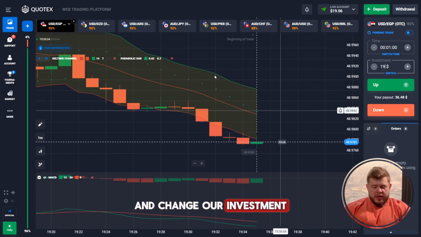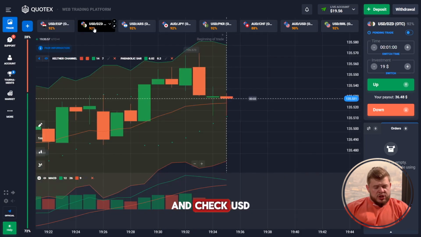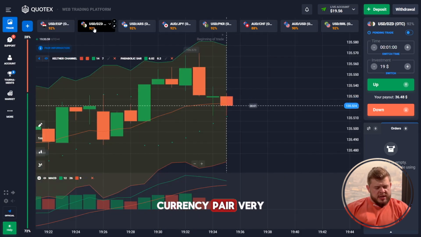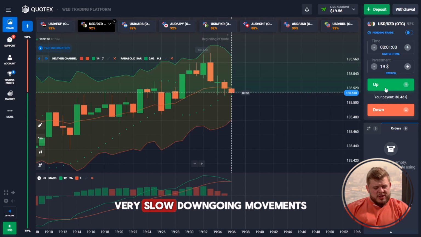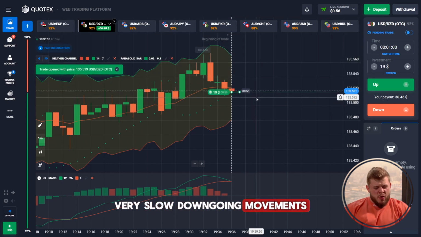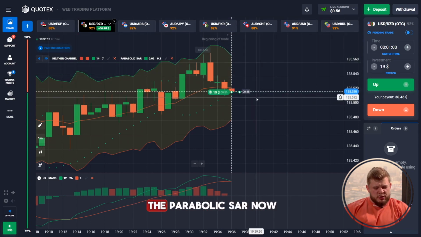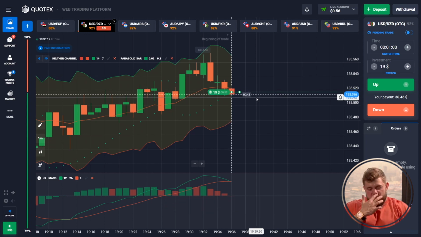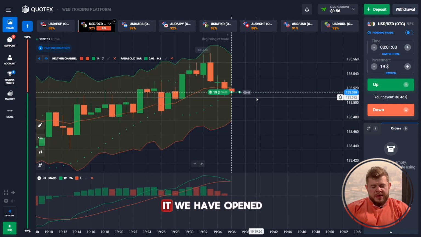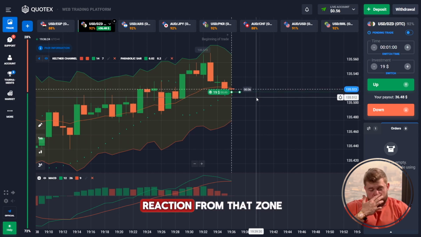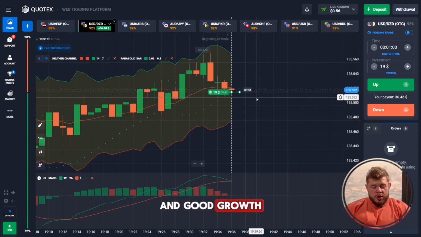Let's change our investment to $19 and check the USD DZD currency pair. We have a very slow down-going movement. That's why, according to the Parabolic SAR, now we have a good entry point for the long position, and we have opened it. We have opened a buy position here, expecting the pullback reaction from the zone and good growth.